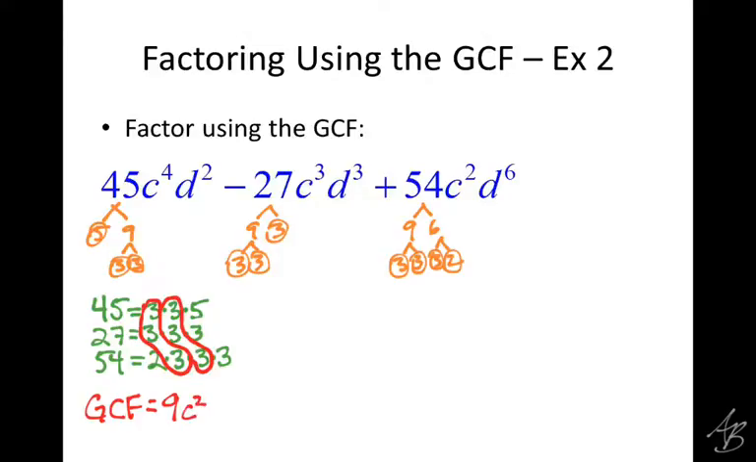Okay, how many C's do they have in common? 2. So we'll have C squared. How many D's do they have in common? 2. So it's going to be D squared. And so that's your GCF. We're going to use that as the what? Height. As the height. Okay.